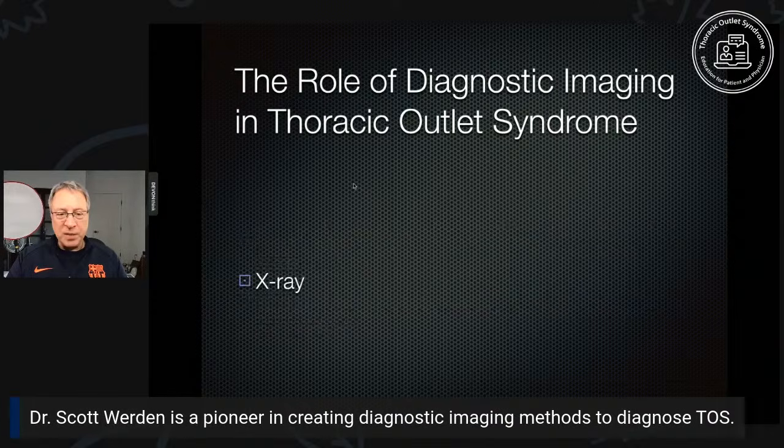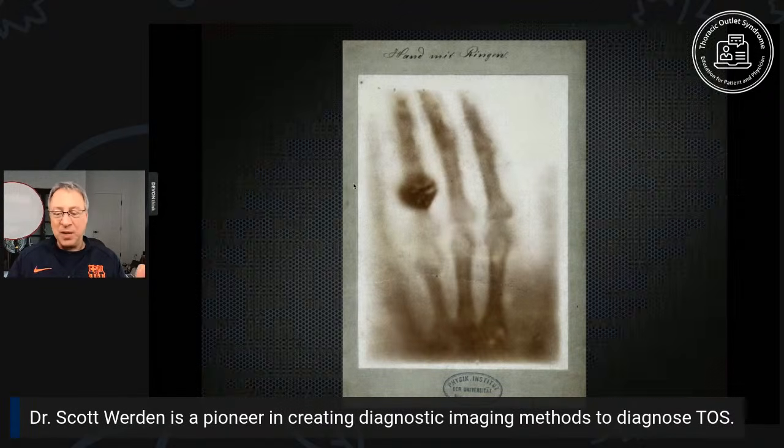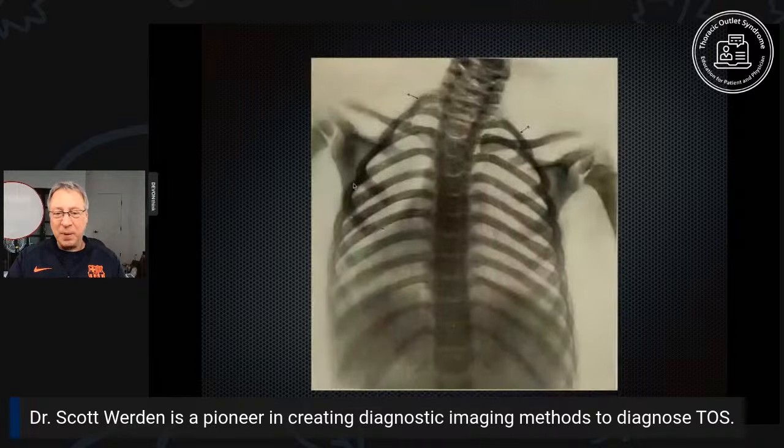Let's start with X-rays. Everybody's seen an X-ray. This, from 1895, is actually the very first medical X-ray produced by a guy named Wilhelm Conrad Röntgen. And this is actually an X-ray of his wife's hand. That's pretty amazing. At the time, people were just flabbergasted. You could see these bones in a living person.